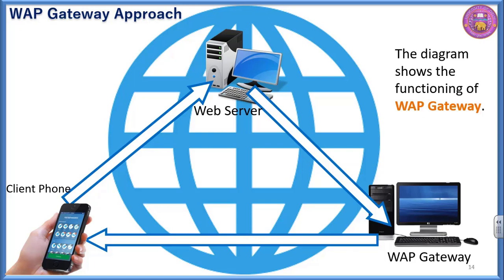In this particular case, the information does not directly come from the web server, rather it comes from the WAP gateway, that is another computer. And now the client phone is dependent on web server as well as WAP gateway. This is indirect approach to get the information.